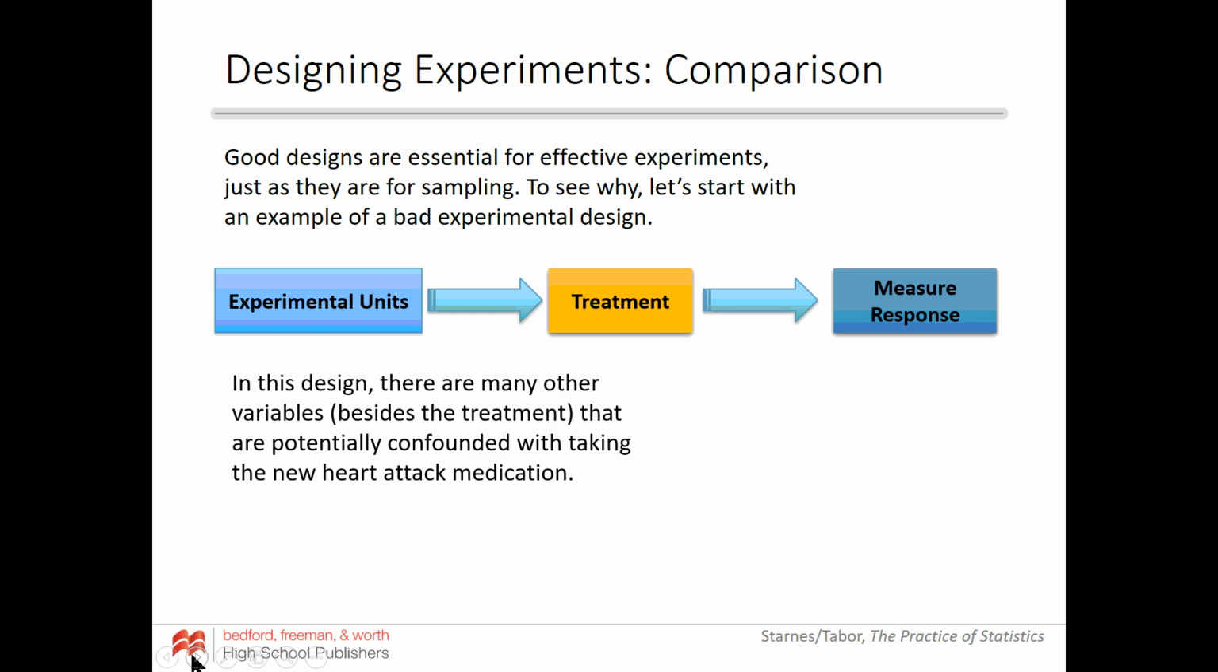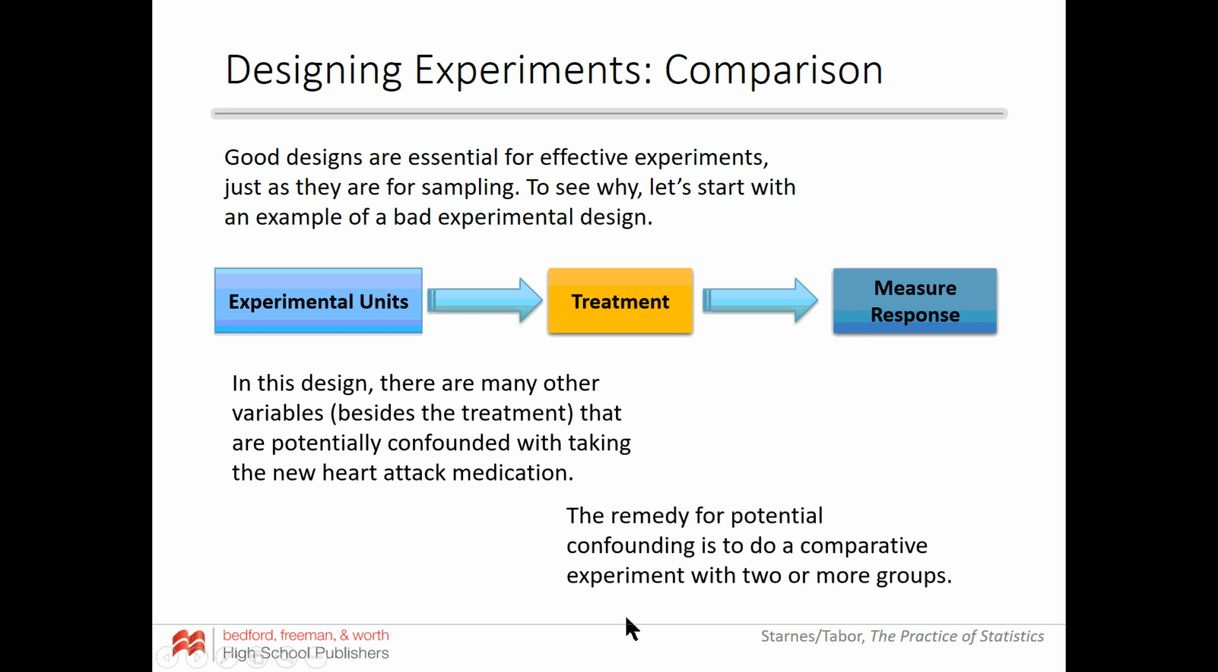The problem is there's a lot of other variables besides the treatment, besides the medicine that I gave, that potentially confound with taking the new heart attack medication. So there's some other things that could affect whether or not they have the heart attack. In other words, maybe age, maybe diet, maybe genetic history, family history, weight, things like that. So this has its limits. Doesn't really tell me much.